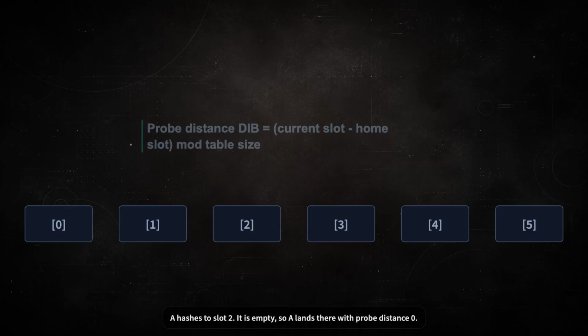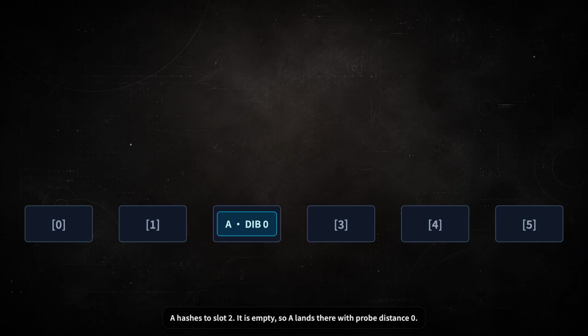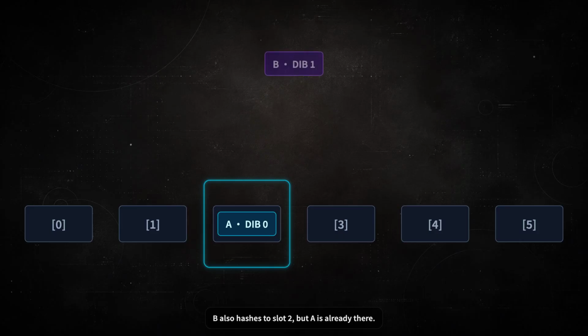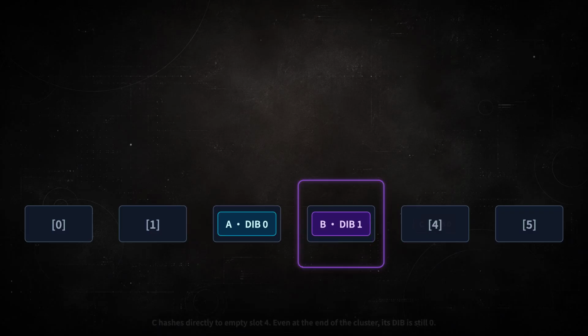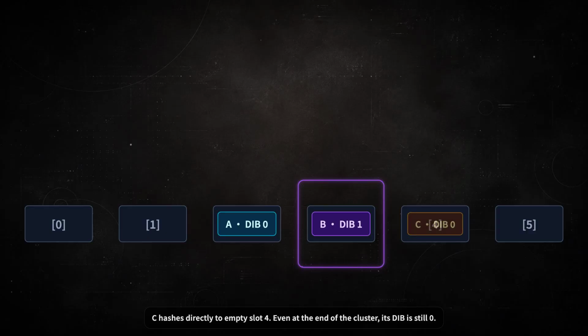A hashes to slot 2, it is empty, so A lands there with probe distance 0. B also hashes to slot 2, but A is already there. B moves right to slot 3, and its DIB becomes 1. C hashes directly to empty slot 4. Even at the end of the cluster, its DIB is still 0.